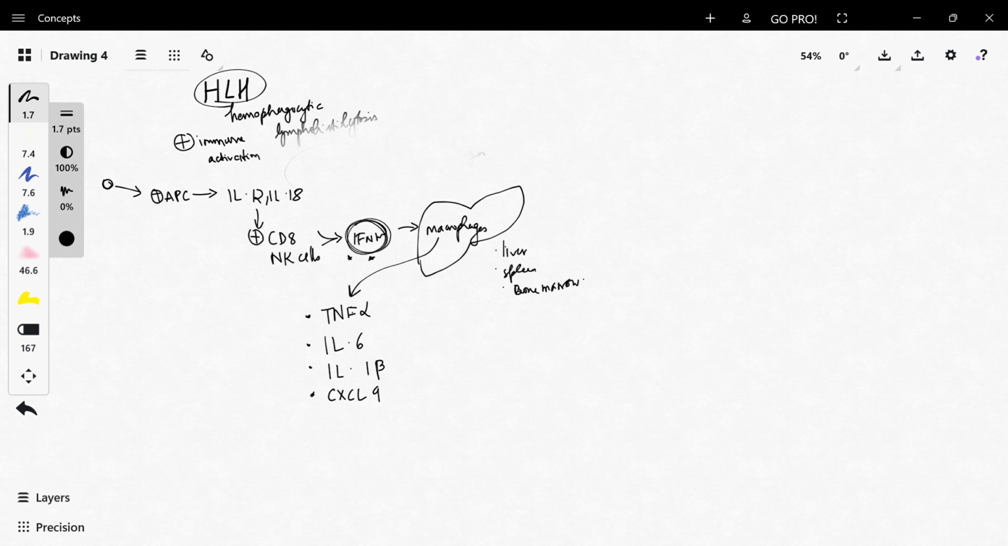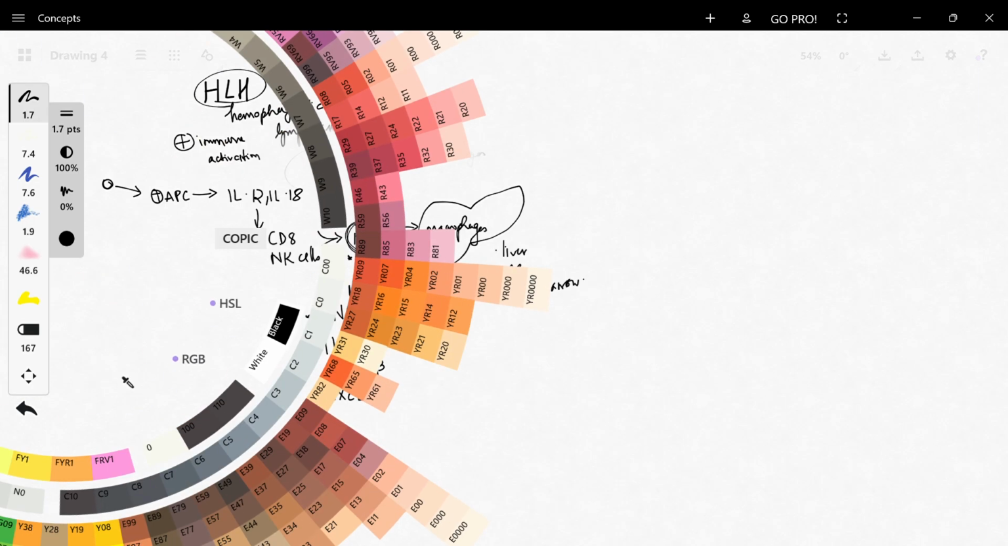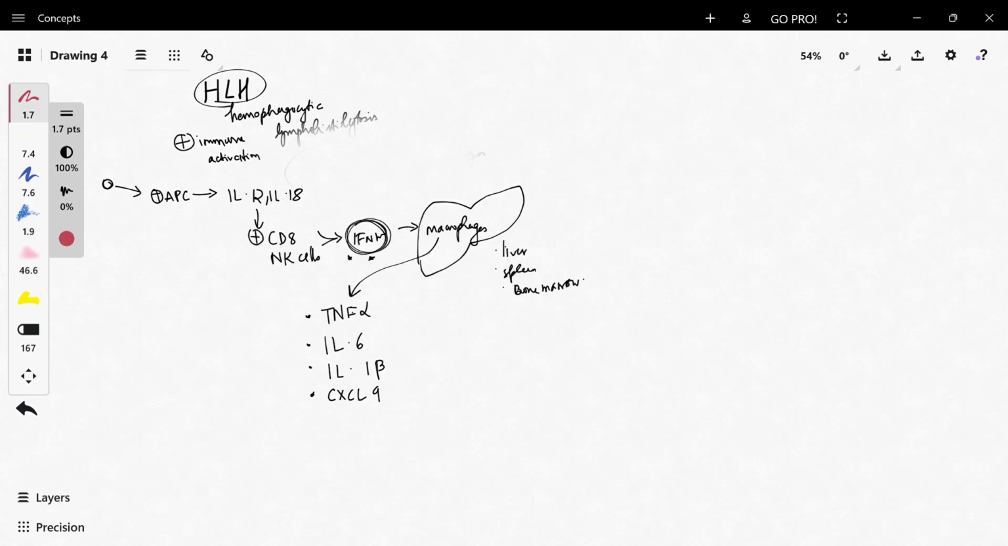Now, we're gonna go a little bit more systematically so that y'all don't lose track of everything that's going on here. I'm gonna start off by taking a little bit of a detour and then coming back to the pathogenesis, because I think that's going to help everybody follow along more easily. Now, you wanna know that there are 5 out of 8 criteria that need to be met for a patient to be diagnosed with HLH.